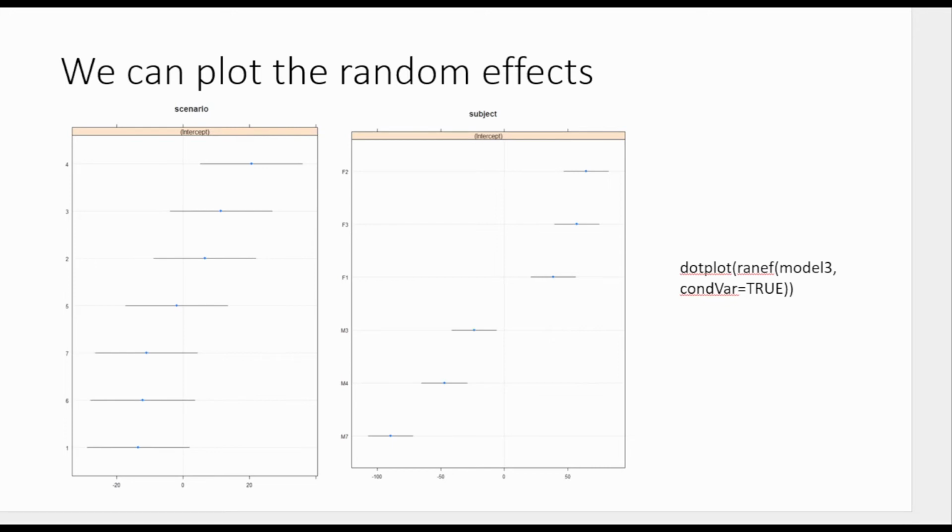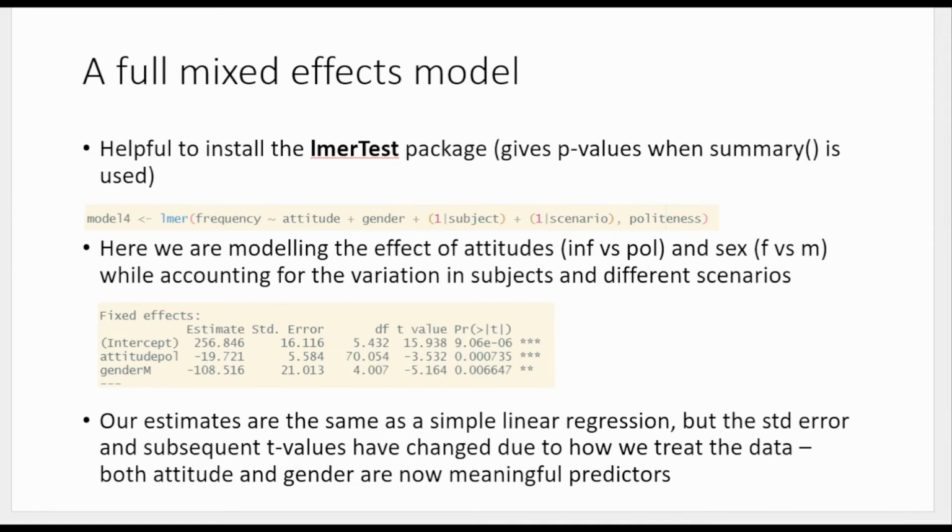Okay, so we want to move on to a full mixed effects model, right? In this case, I haven't spoken about packages, but to run linear mixed effects models, you would use the lme4 package, and it's also helpful to install the lmerTest package, and this gives p-values when the summary command is used. Otherwise you just have to interpret the critical value, which if you know how to do it, it's fine. But if you want a little bit of ease, install that lmerTest package as well.